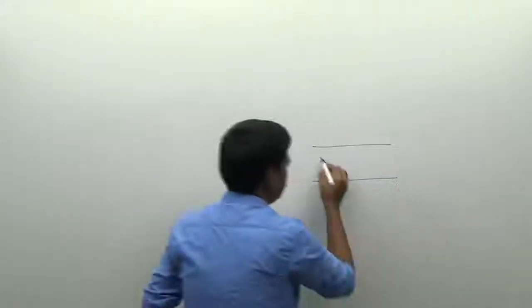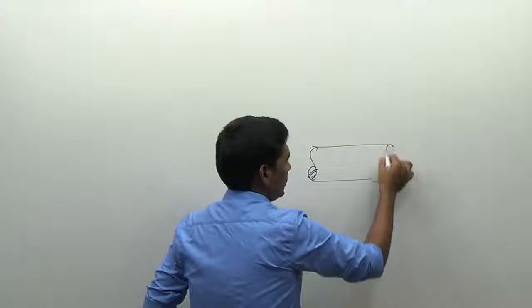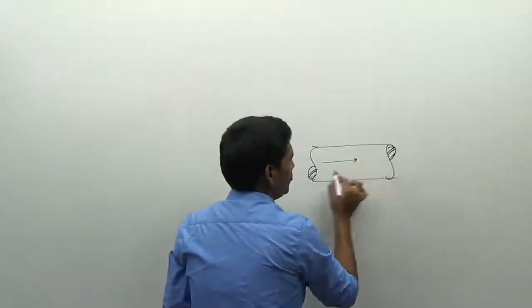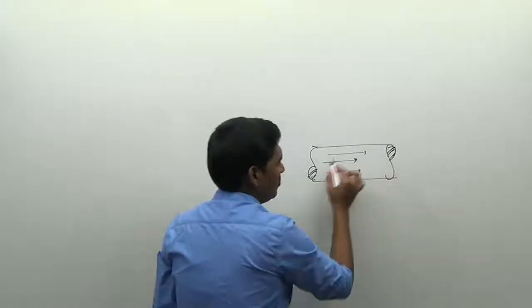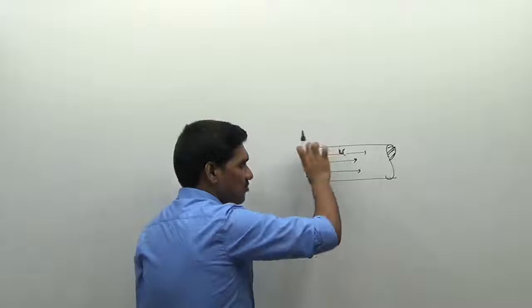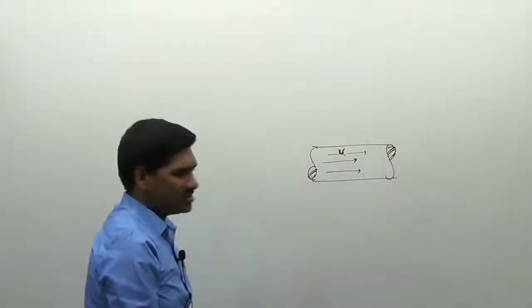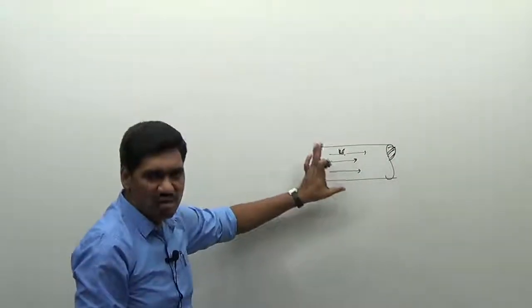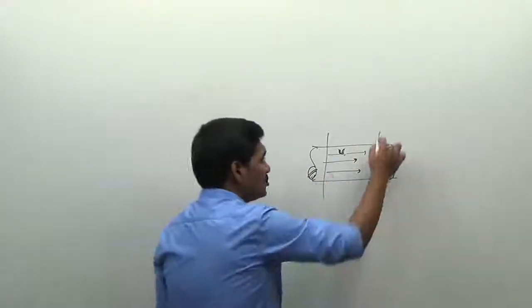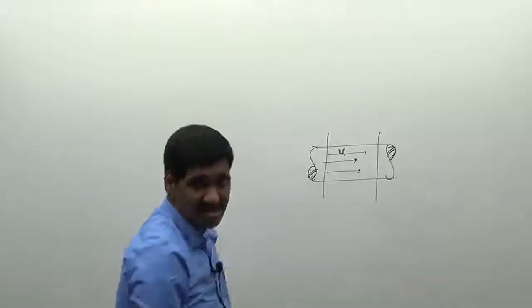Let me clear all these things. So whenever the liquid flows, for example, let us take a pipeline here. Whenever liquid flows in a particular direction along the pipeline, the velocity of the fluid will always be changing. That means the total energy of the fluid will always be changing from one section to another section.